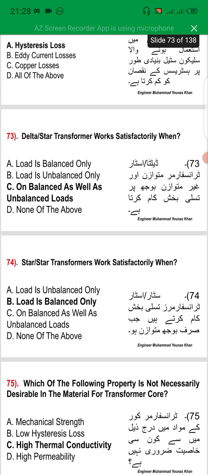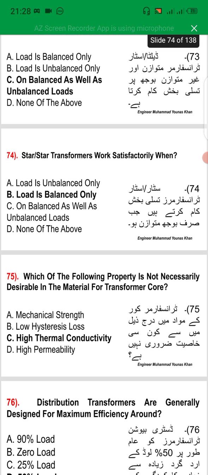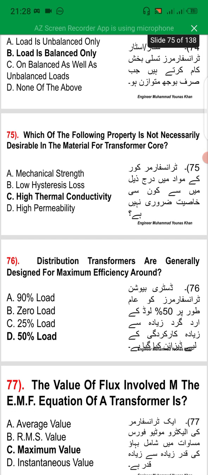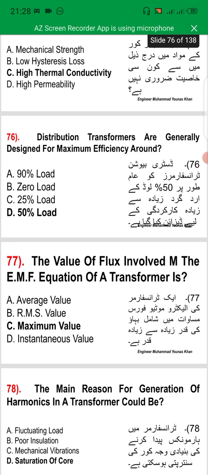Delta star transformer works satisfactorily when loads are balanced as well as unbalanced. Star-star connected transformer works satisfactorily when load is balanced only. Which of the following properties is not necessarily desirable in the material for transformer core? High thermal conductivity. Distribution transformers are generally designed for maximum efficiency around 50% load.